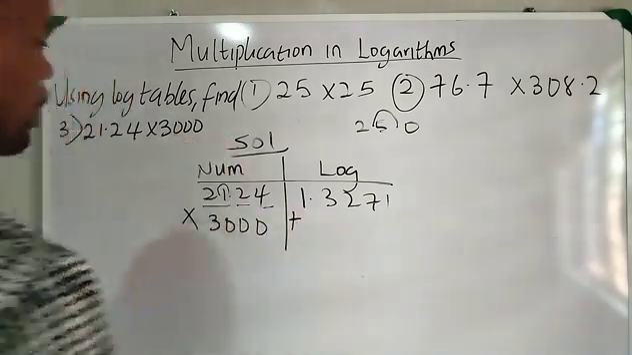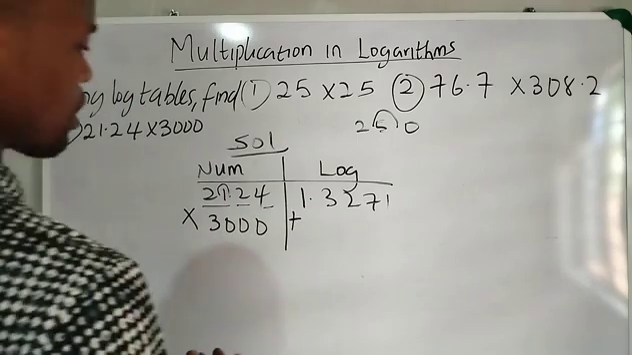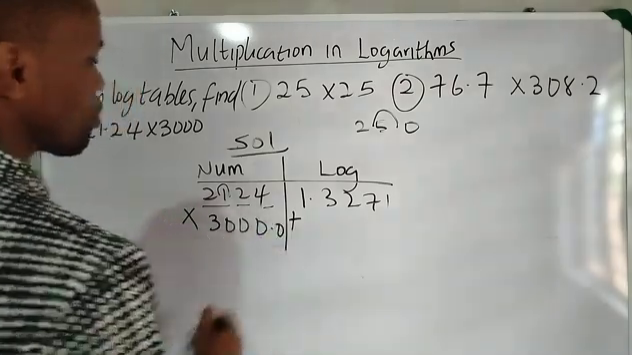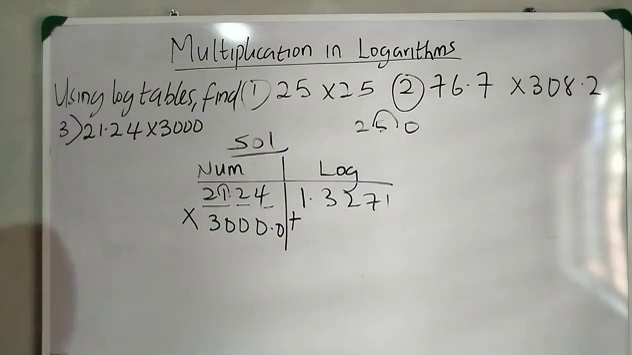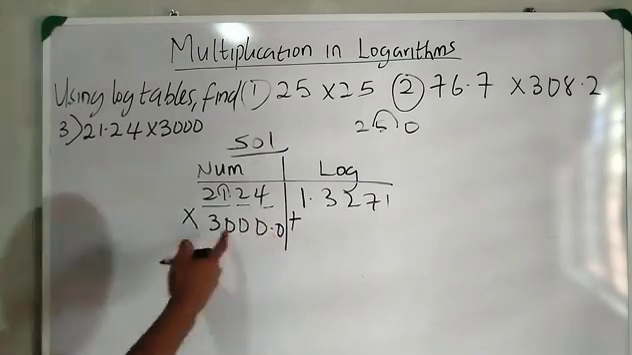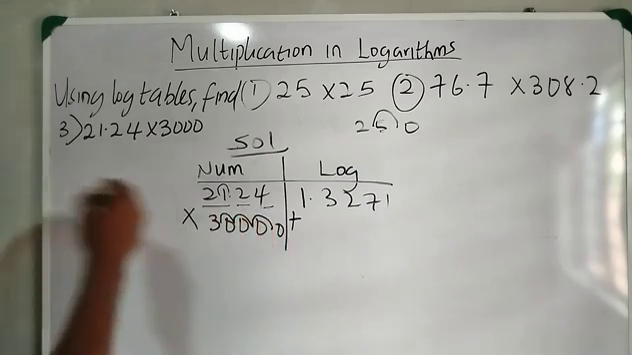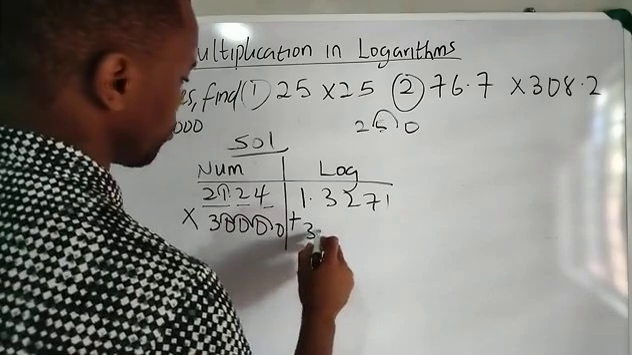3000. Now this 3000, first thing is, where is the decimal point? Is it in the correct place? No. Because this is the same thing as 3000.0. So the decimal point is very far. How many steps do I need to move the decimal point to get between the first 2 digits? 1, 2, 3. So our answer will start with a 3 point.